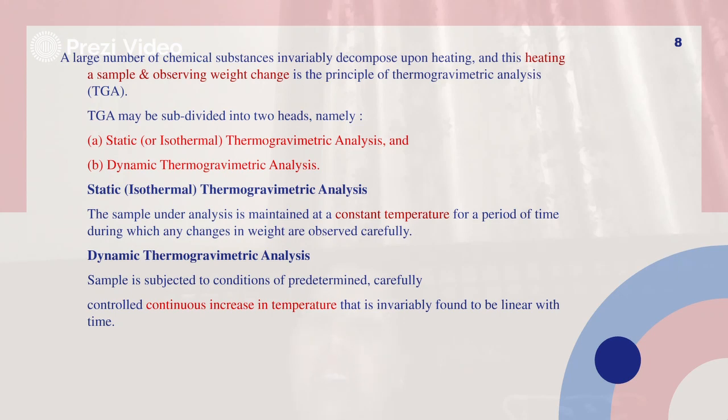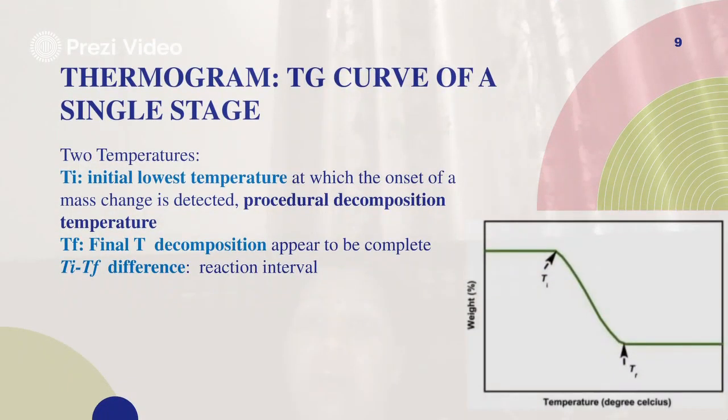Static means we analyze a sample at a constant temperature for a period of time, during which any change in weight is observed. That is static, or isothermal. Iso means constant. Dynamic thermogravimetric analysis means motion, moving. It means the sample is subjected to a predetermined, carefully controlled, continuous increase in temperature.